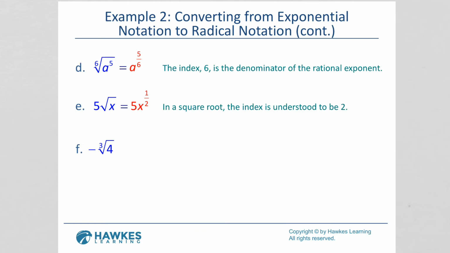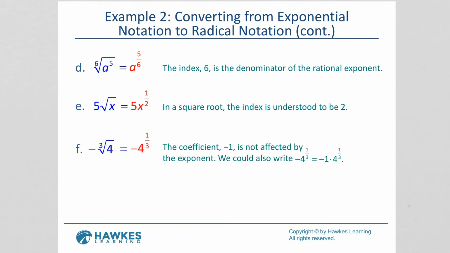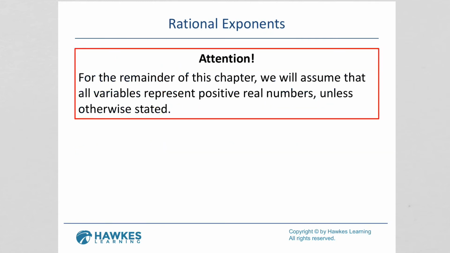2f, negative cube root of 4, is equal to negative 4 to the 1/3 power. The coefficient negative 1 is not affected by the exponent. We could also write it as negative 4 to the 1/3, which would be negative 1 times 4 to the 1/3. It's important: for the remainder of this chapter, we're going to assume that all variables represent positive real numbers unless otherwise stated.